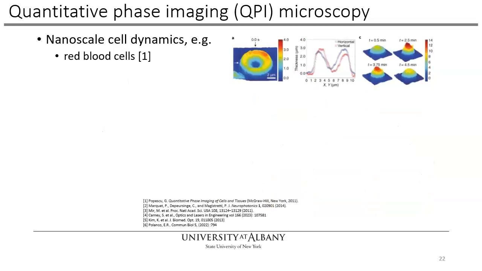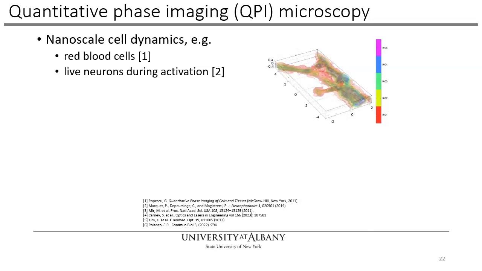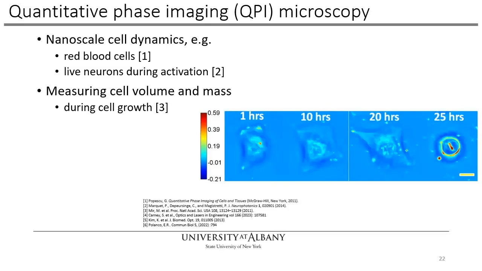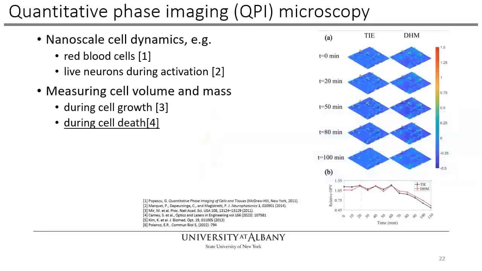So just broadly, what are some applications of this? It's not all our work, but the early results of quantitative phase imaging looked at nanoscale dynamics of red blood cells. People have looked at live neurons during activation to get thickness profiles across them. This has applications in measuring cell volume and mass. So this was an early study of measuring how cell growth changes the volume of cells. We are looking at, and this is what I'll show results for, volume changes on cell death.